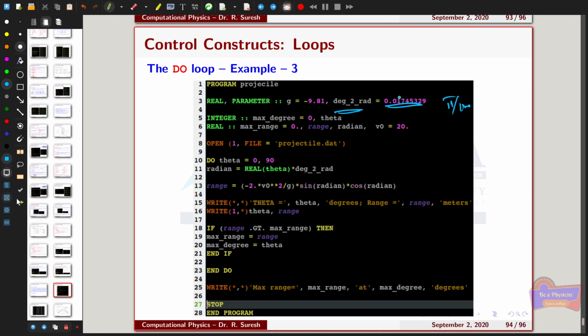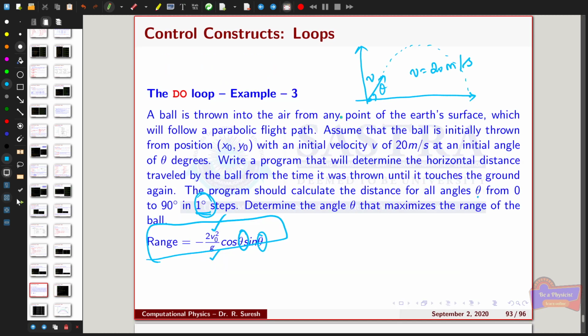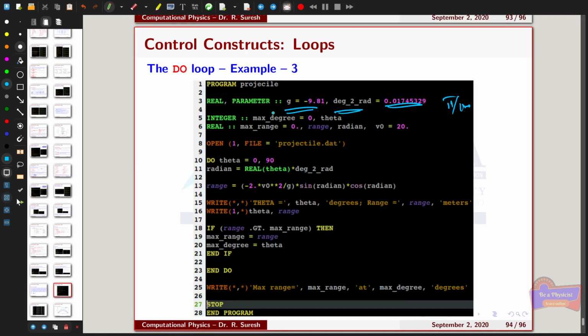degree to radians conversion, and then I have taken g equal to minus 9.81, because there is one more minus sign in the formula, so that you get the positive value. And I have some different variables with initialized values. Some of them are real and some of them are integer. And I have another command which is not encountered before. I will let you know what this is after some time.